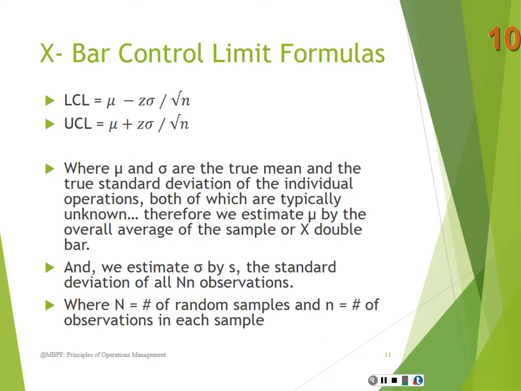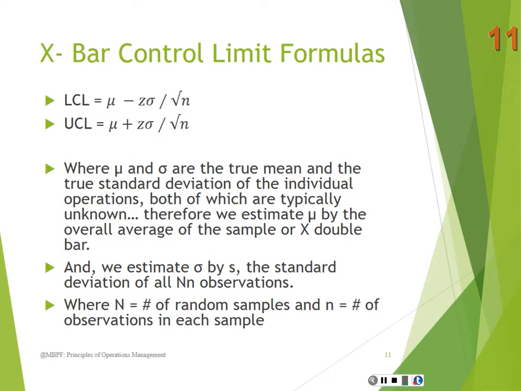In a perfect world, we would have all the information we would need, and we would calculate the true mean and standard deviation of the individual operations, both of which we typically don't know, okay? Therefore, we have to estimate the mean by using the overall average of the sample. So instead of the mean, we're going to use the X double bar, and we estimate the standard deviation by small letter s, which is the standard deviation of our sample.